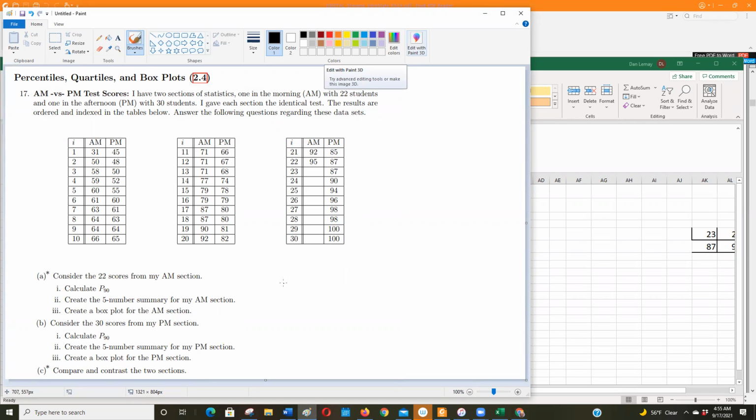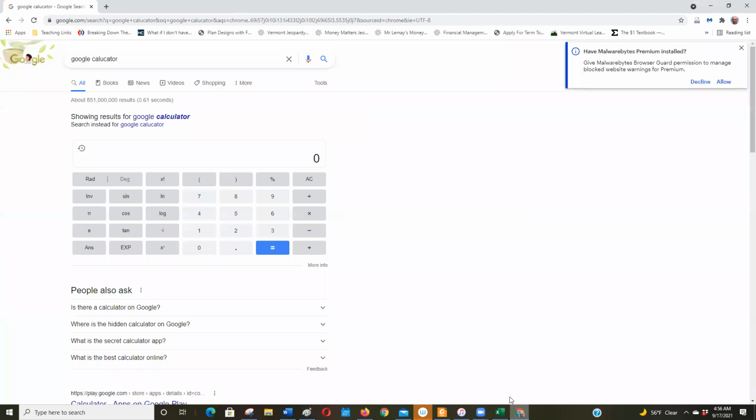I know that P sub 90 is, we're going to take 90%, right? That's all it is. The 90th percentile is the number that cuts off the bottom 90% from the top 10%. And to make a percentage into a decimal, we divide by 100, so we get 0.9. Now I see for the AM scores, I've got only 22 people, or 22 scores. So I'm going to do 0.9 times 22. I don't honestly know what that is. I think it's 18 something, but I'm going to calculate it to make sure.